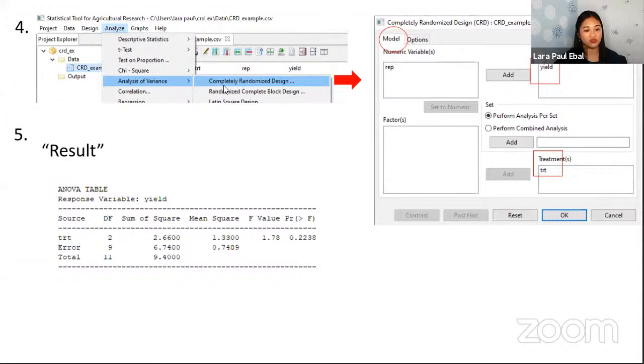So you have this analysis of variance, then the CRD, and then you just click this tab here, and then the tab will show this. You have to move this variable name. So yield, that's your response, and then the treatments, that's actually your TRT based on the data that I have. And click OK, and then automatically you have this ANOVA table. So easy. But take note again, before doing this, you have to check the assumptions.